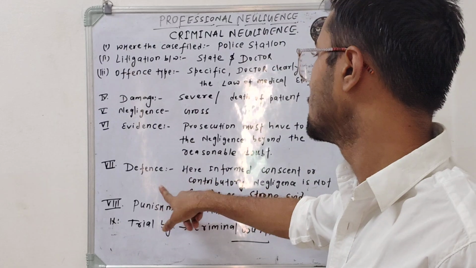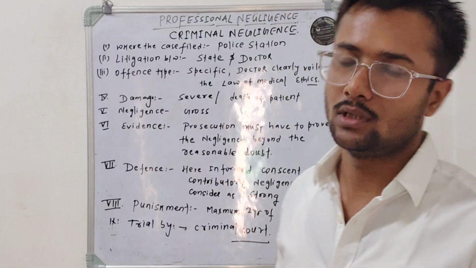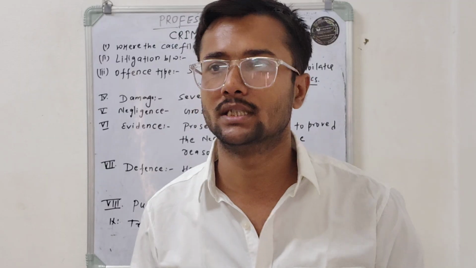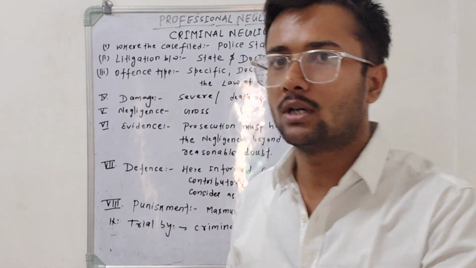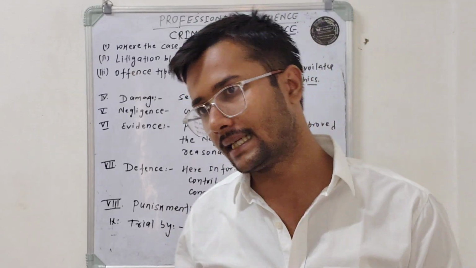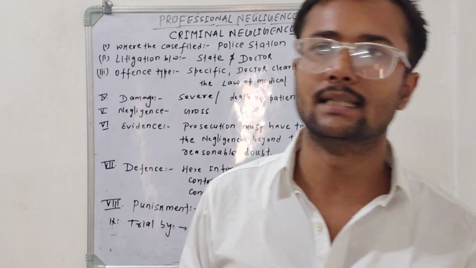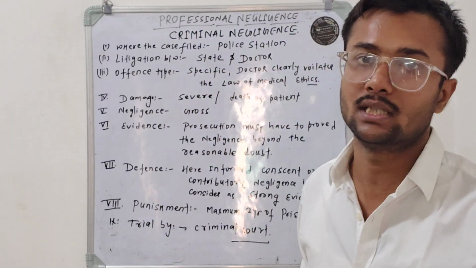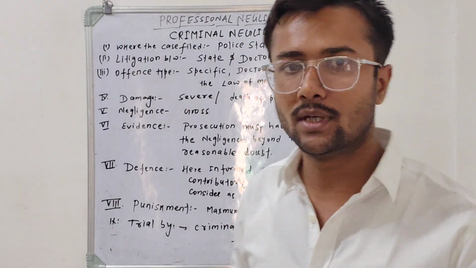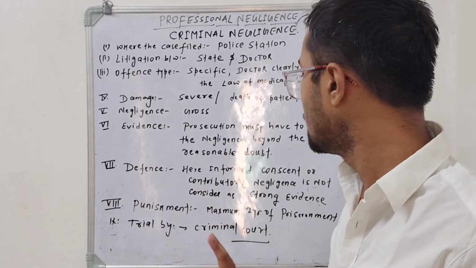After evidence comes defense. Normally, if a patient comes to the clinic or hospital for surgery, we take informed consent. The doctor considers this informed consent to be in his favor, but in case of criminal negligence, informed consent or contributory negligence is not a very good defense. After defense we go to punishment: the maximum is 2 years of imprisonment, a maximum of 2 years of jail is possible, with trial by criminal court.